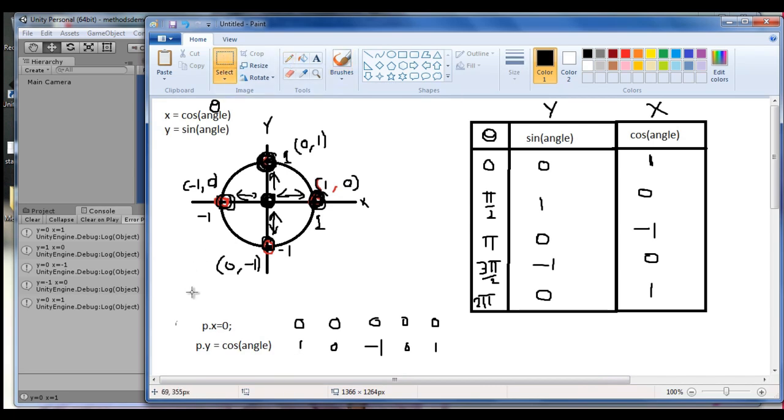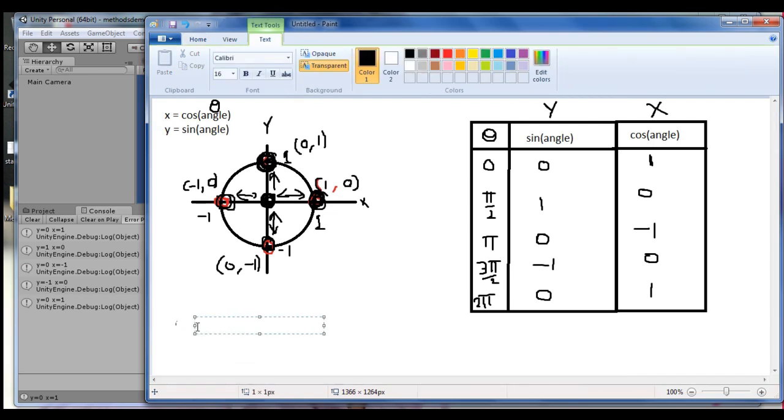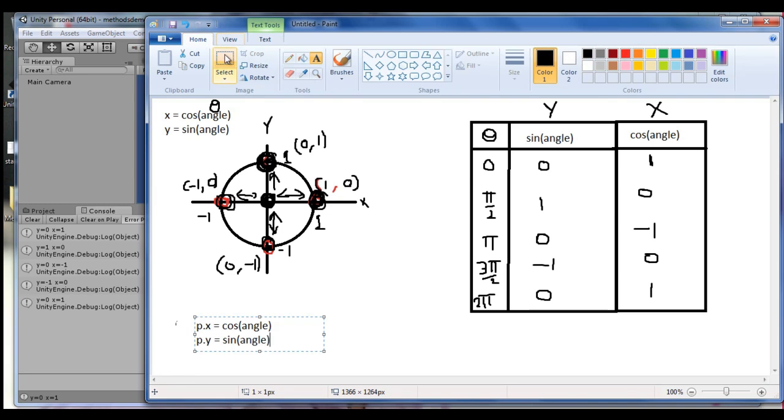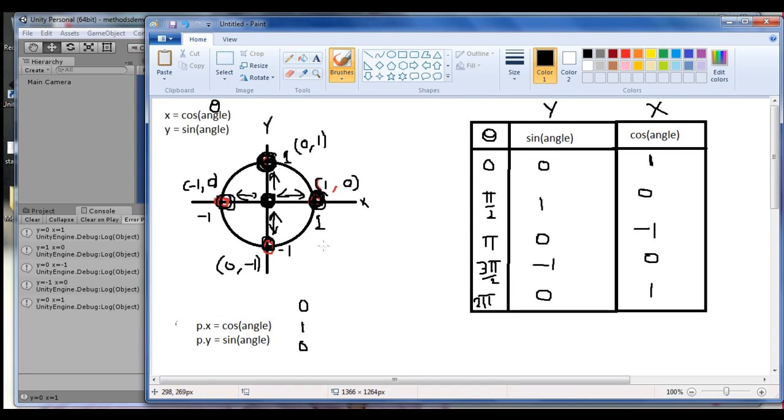And as I told, if you want to rotate the object in a circular fashion, then you are going to write the code p.x is equal to cos of angle, and p.y is equal to sine of angle. We have to write this to make the object rotate in an anti-clockwise direction. So first, if theta is 0, then this will be 1, this will be 0. So your object will be over here. Then if it is pi by 2, then x will be 0 and y will be 1. So the object will be over here.